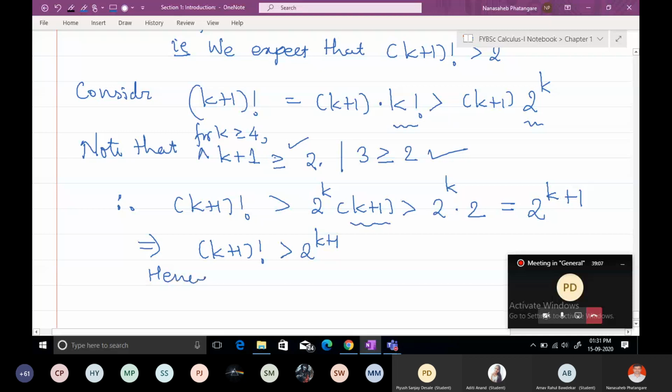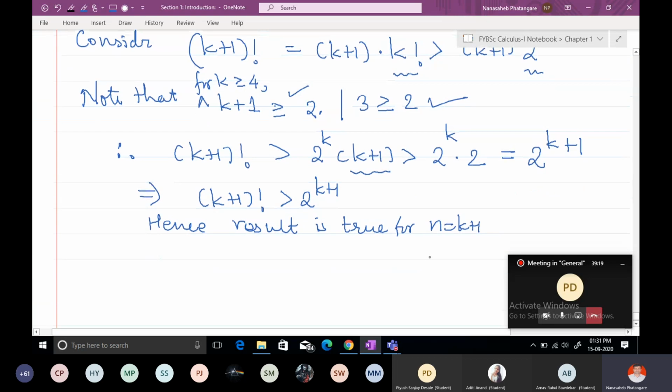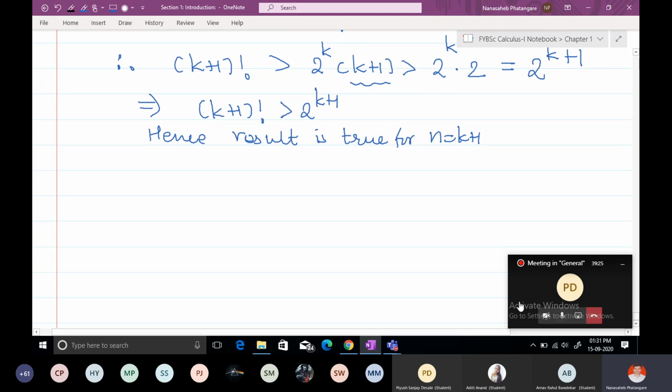Hence, the result is true for n is equal to k plus 1. Right. So the result is true for n is equal to k plus 1. Is it okay now?